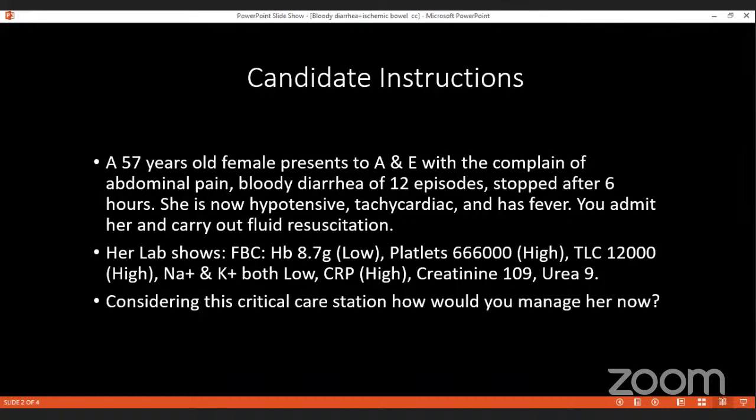Where would you manage this patient? I would manage the patient in the ITU because of the risk of hypovolemic shock, given the history in this patient.